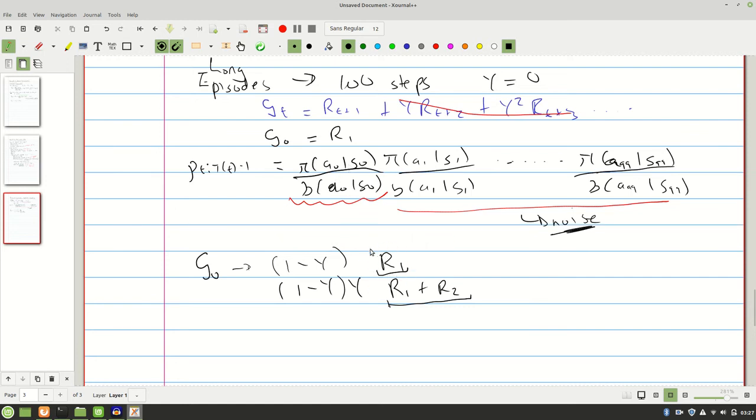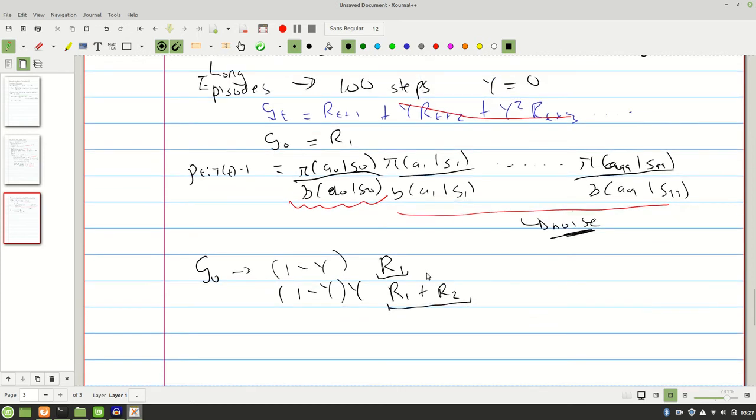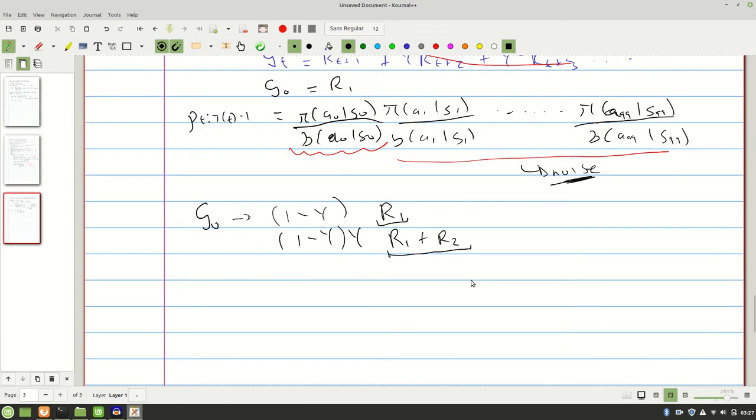If we have a return here, say R1, what's the chance that we only get R1? We partly terminate there because we don't care about everything else, and we're representing it by this term, 1 minus gamma. And then what's the chance that we get R1 plus R2 and then terminate after that? This is the additional partial termination term that we're adding here. So actually you realize that this is just a way of rewriting this GT, and I'm going to show you in a second why that is.